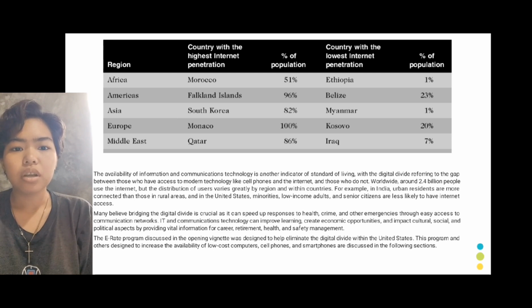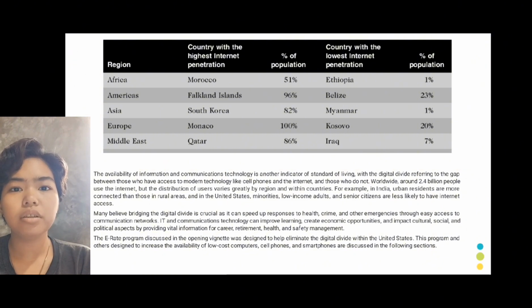Around the world, 2.4 billion people use the internet, but the distribution of users varies greatly by region and within countries. For example, in India, urban residents are more connected than those in rural areas. In the United States, minorities, low-income adults, and senior citizens are less likely to have internet access. Many believe bridging the digital divide is crucial, as it can speed up responses to health, crime, and other emergencies through easy access to communication networks.